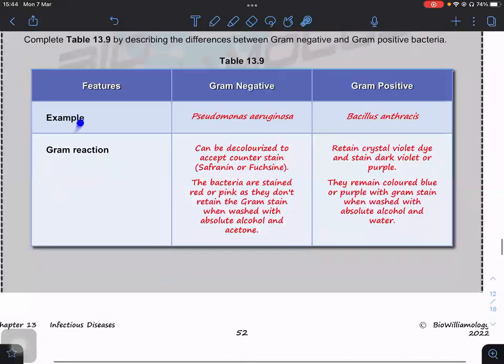An example of gram-negative is Pseudomonas aeruginosa, and of gram-positive, Bacillus anthracis, which causes the disease anthrax. Gram-negative bacteria can be decolorized to accept the counterstain, safranin, so they give us a red or pinkish color. They cannot retain the gram stain. Bacillus retains the crystal violet dye and stains dark purple.